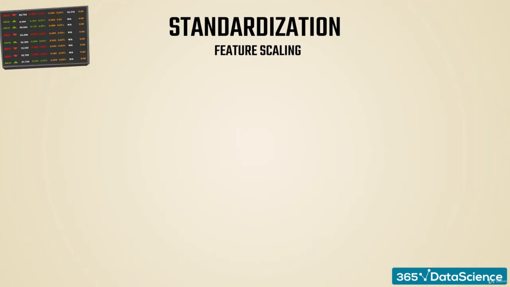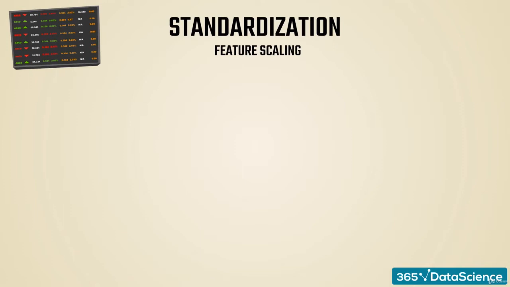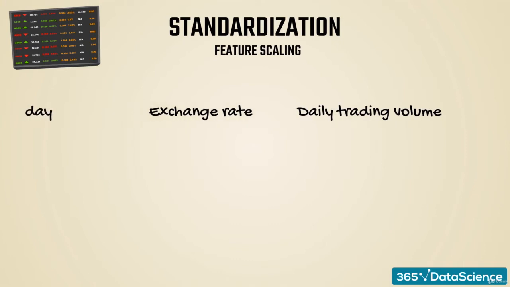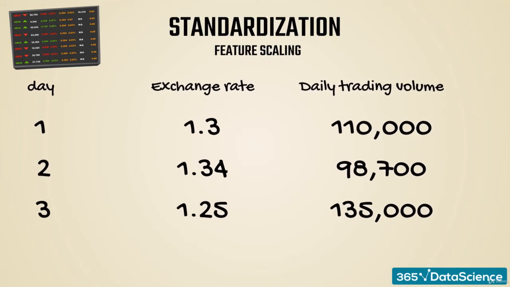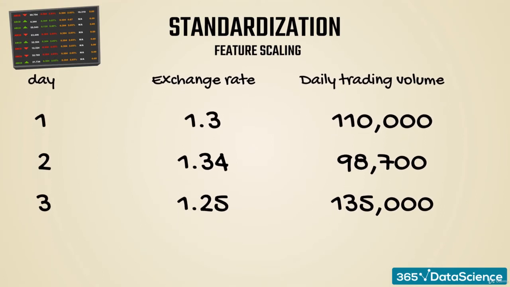Let's show that with an FX example. Say our algorithm has two input variables: the euro-dollar exchange rate and the daily trading volume. We have 3 days' worth of observations. First day: 1.3 and 110,000. Second day: 1.34 and 98,700. And the third day: 1.25 and 135,000. The first value shows the euro-dollar exchange rate, while the second one shows the daily trading volume.